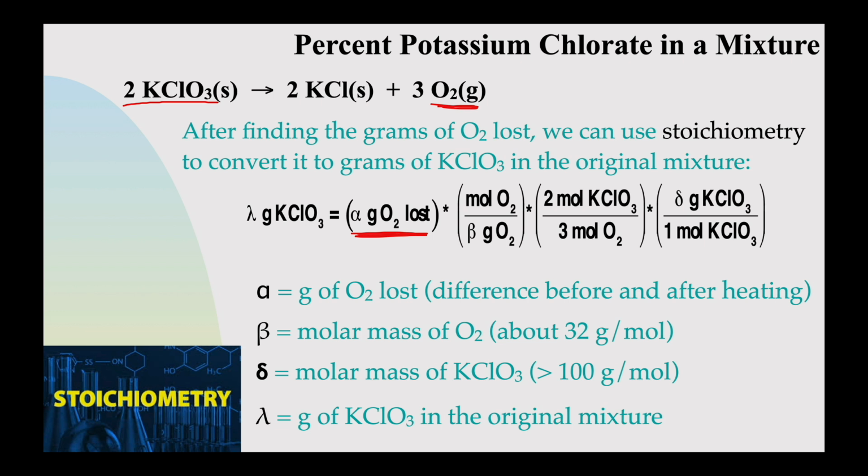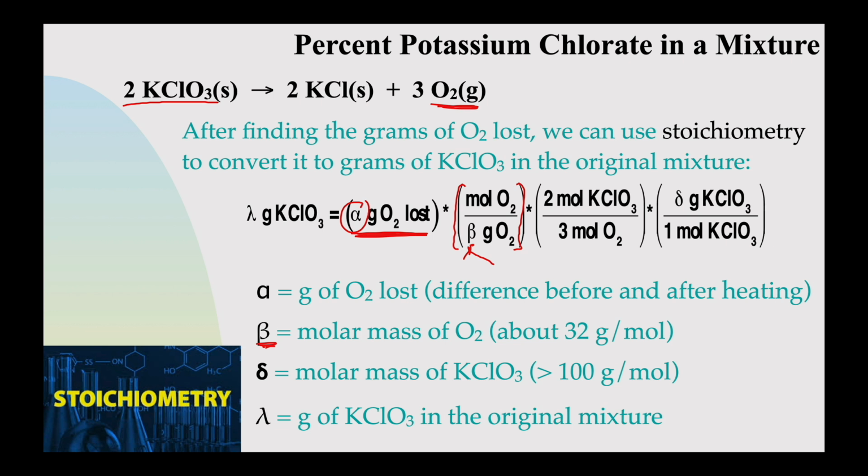The grams of oxygen lost is alpha here, a small number, usually like 0.5 or something. You can turn the grams of oxygen into moles, which is this part right here. Grams can be turned into moles using the molar mass. That's what beta is. On the periodic table, oxygen is about 16 grams per mole. O2 would be twice that, or about 32 grams per mole.